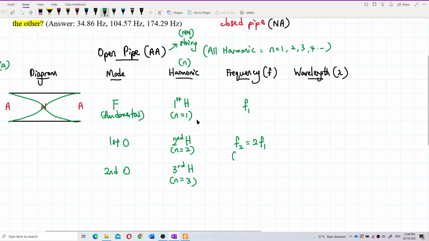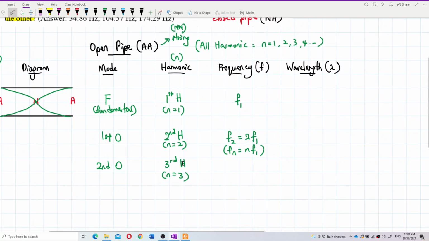Because according to this formula, Fn is nF1. So n, the harmonic, is how many times the first harmonic frequency, or how many times the fundamental frequency. So the second harmonic means it has twice the fundamental frequency, and the third harmonic means it has 3 times the fundamental frequency. Okay? So that's it.